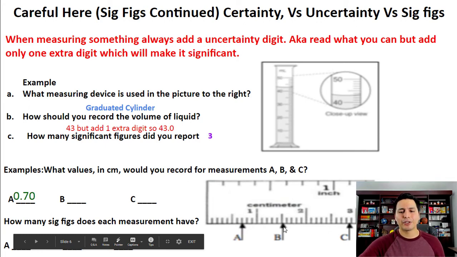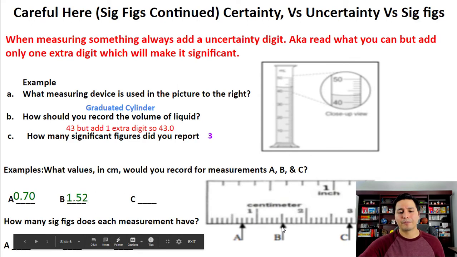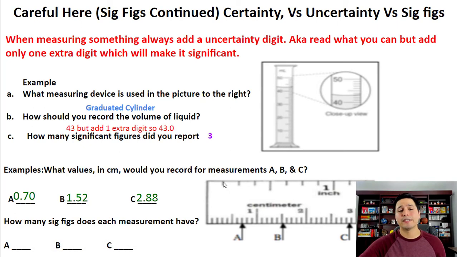Now for B, I know for sure it's 1.5, but it can be 1.51, 1.52, or 1.53. In this case, I'm going to say that it's 1.52. Now on C, it looks like it's around 2.8. I know for sure that it's 2.8, but I've got to throw in that one extra digit, so I'm going to say 2.88 in this case. Now it's okay if you have 0.9 or 0.7. That's the whole point of using that one extra uncertain digit.